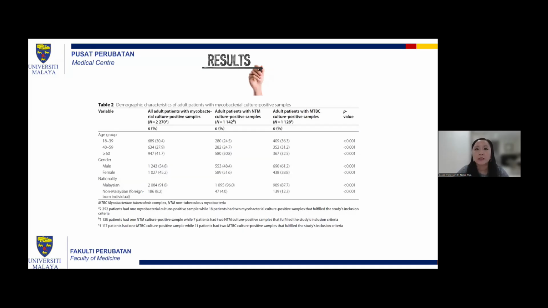So this table shows the demographic characteristics of the patients that had samples that were culture positive for mycobacteria. Of these patients, slightly more than half were men. Most were aged 40 years or older, and the vast majority were of Malaysian nationality. We actually observed significant differences in age group, gender, and nationality between adult patients with MTBC and NTM culture positivity. However, we didn't go on to investigate this further or do further analysis. So this is something that we are thinking of doing in the future.